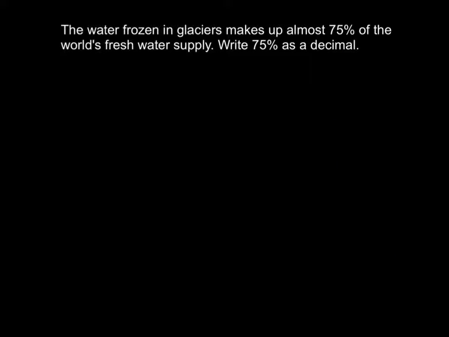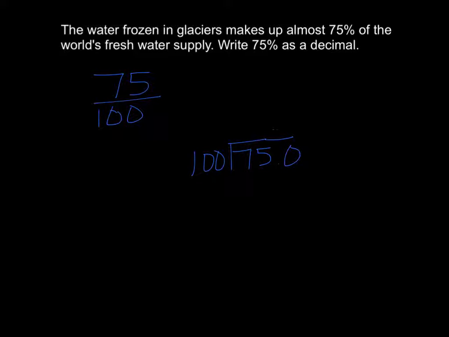The water frozen in glaciers makes up almost 75% of the world's fresh water supply. Write 75% as a decimal. So first I need to write it over 100. Okay, now I need to divide the top by the bottom, numerator by the denominator. So I put my decimal in, add my 0.